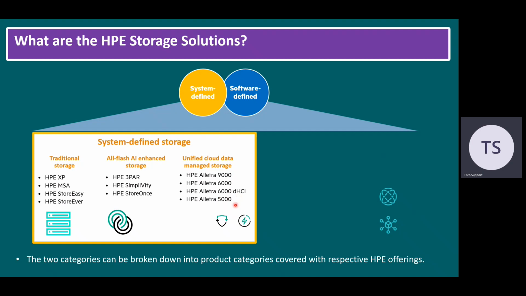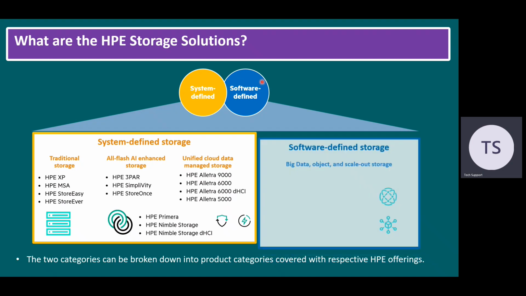This 5000 was recently released during HPE Discover 2022. Officially, HPE released this model, HPE Alletra 5000 or 5K. In addition, a common solution for all flash and unified cloud data is HPE Primera, and we also have HPE Nimble Storage dHCI, the hyperconverged infrastructure models.